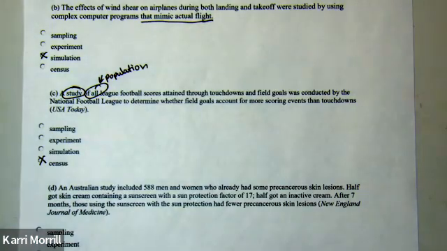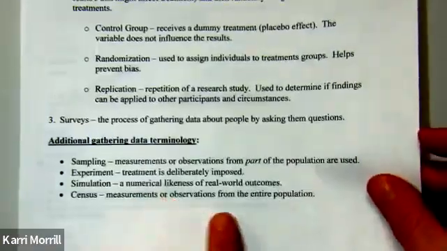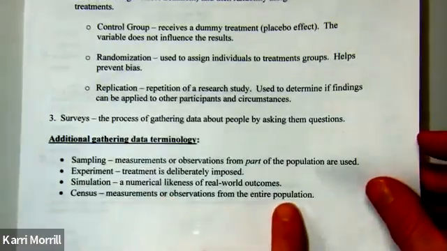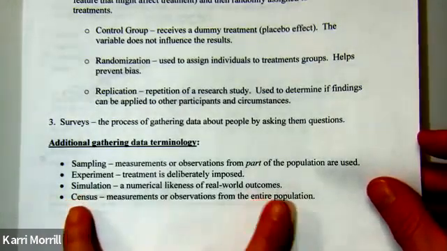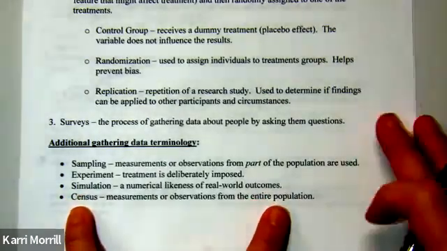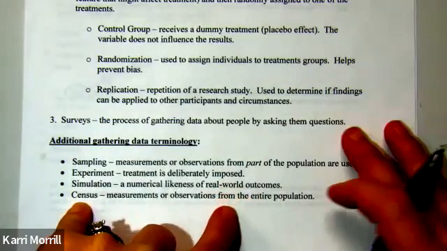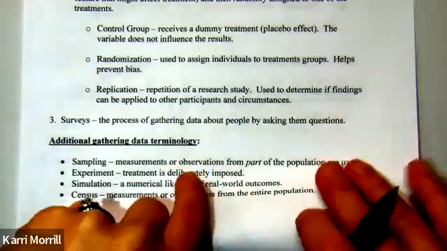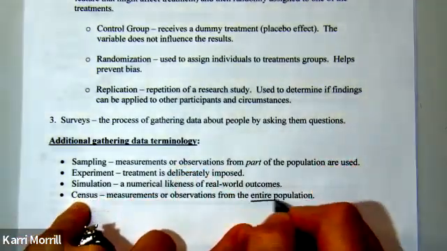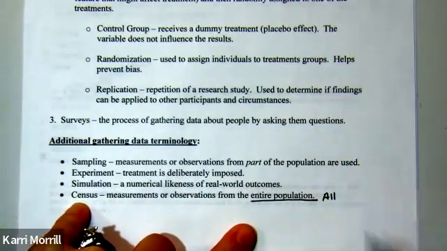And again, let me get my paper back out so that we can go back to that. A measurement or observation from an entire population. So you can tell, there are always these key words that help us. And the word all would represent the entire population in that one. So that's how you would know it would be a census.